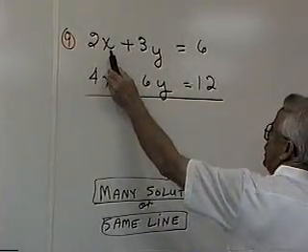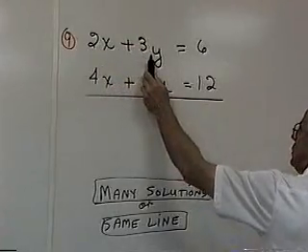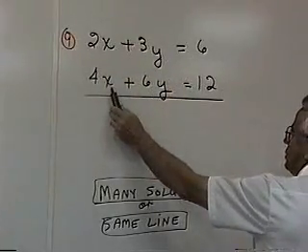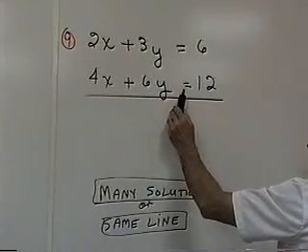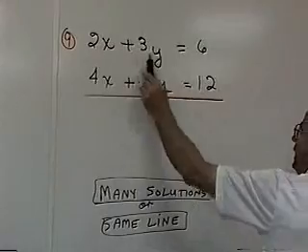If I put a 6 here and a minus 2 here, that works. If I put a 6 here, it's 24. Minus 2, minus 12, that works. So that's why it's called many solutions. There are many answers to this one, and whatever answers the first one answers the second one also.